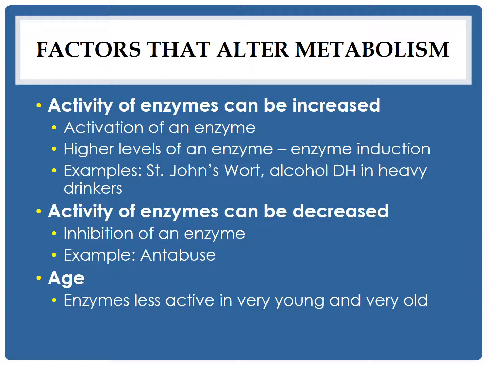There are several factors that can affect the metabolism of any given drug. Enzymes can be activated, or enzyme induction can even mean that there's more of a specific enzyme, which can cause tolerance. The book gives examples of these different things: St. John's wort in box 1-1 and alcohol dehydrogenase in figure 1-10 in the discussion of that figure. Then activity of the enzymes can also be decreased. This is called enzyme inhibition. The example that the book gives here is Antabuse, for use in people who want to cut their drinking, alcoholics.